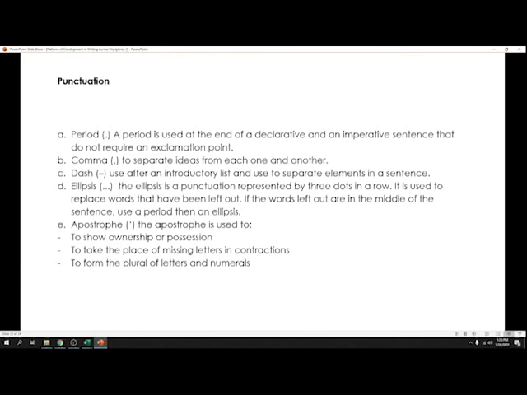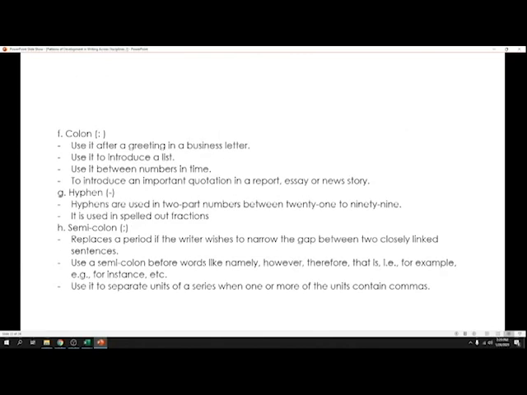So, ellipsis naman, if you are going to replace words that have been left out. So if the words left out are in the middle of the sentence, use a period, then an ellipsis. Apostrophe naman is to show ownership or possession, to take the place of missing letters in contractions. For example, instead of writing I did not, we write it as I didn't. So you are using the apostrophe. Then also to form the plural of letters and numerals.